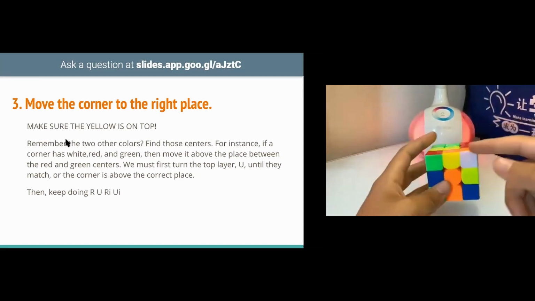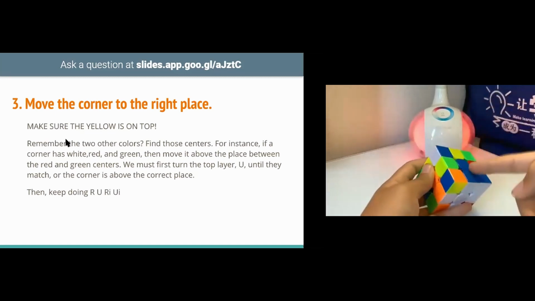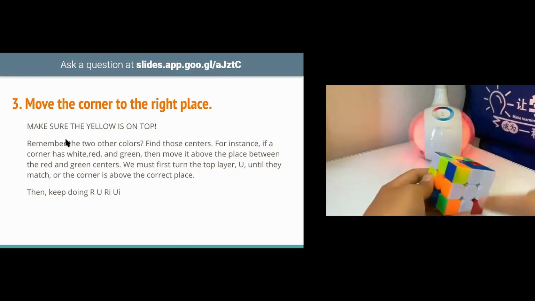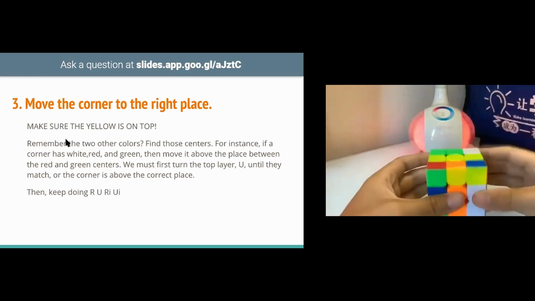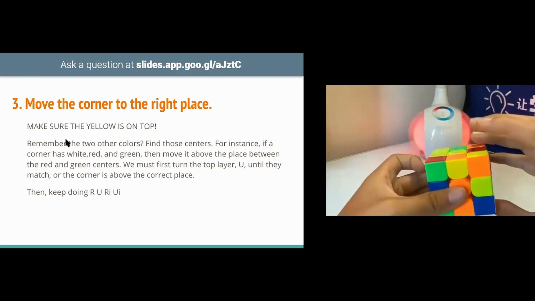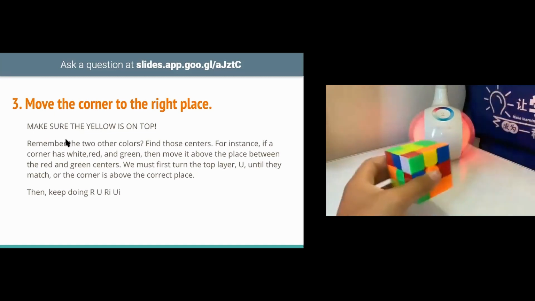Another example: this one is already in the top layer, so we don't need to bring it out, and it's hovering above the correct position. So orange, orange, blue, blue, white, white. You just perform R prime, U prime. Keep on doing that until it goes down into the bottom layer.